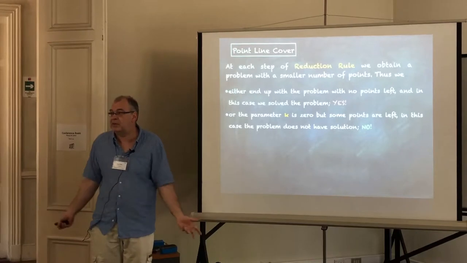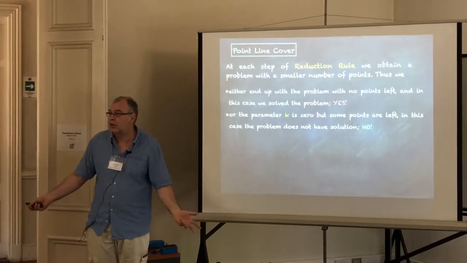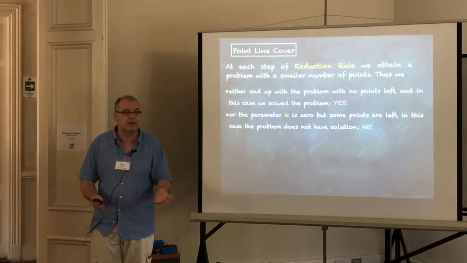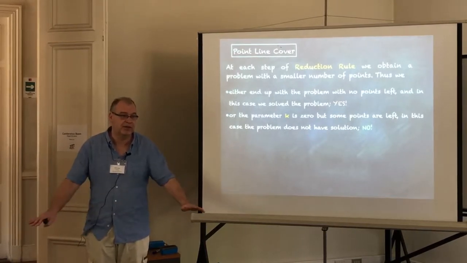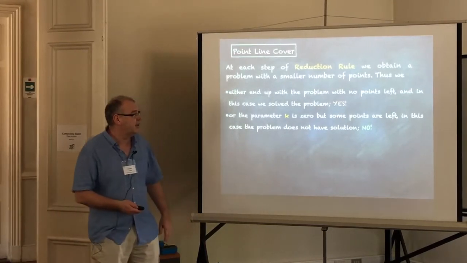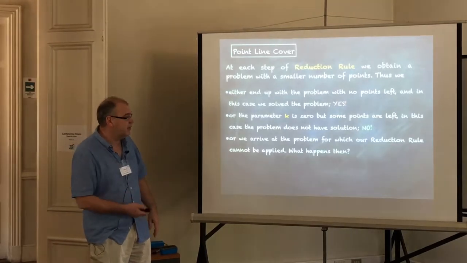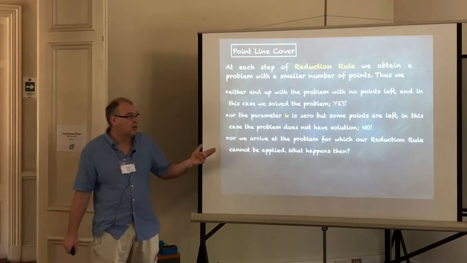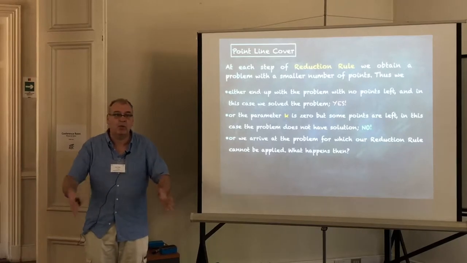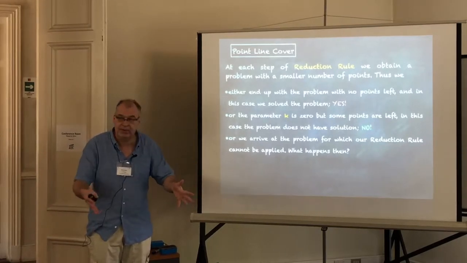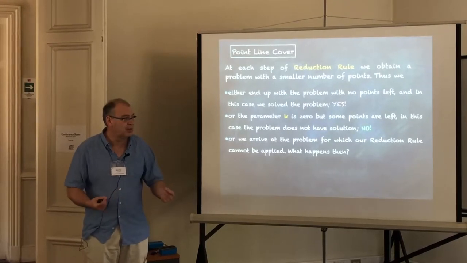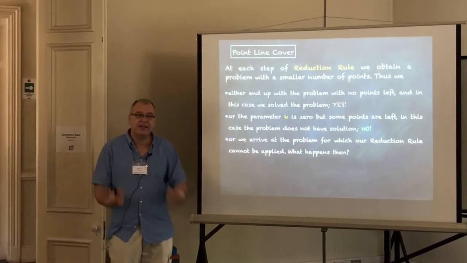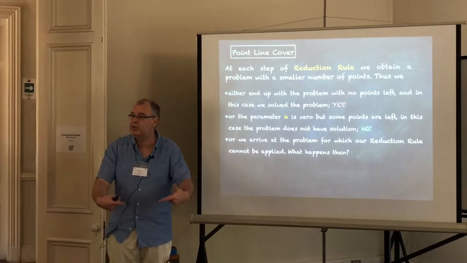So my parameter becomes zero, which means that I don't have any budget to cover any more points. I say no in that situation: I cannot cover the points with k lines. Or we arrive at a so-called irreducible instance, where I cannot apply the reduction rule anymore. What can I say about this irreducible instance?